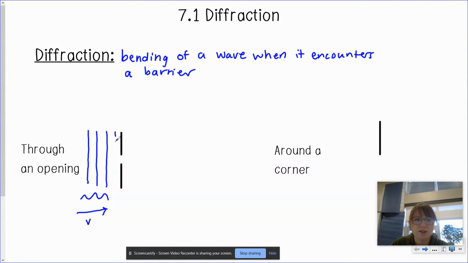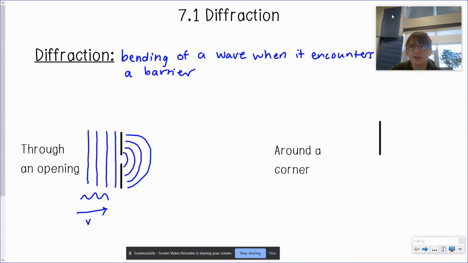When it encounters this barrier, what happens is that it doesn't just keep going through in a straight pattern like this. That doesn't happen. It actually bends outward in this sort of circular pattern. And that is what diffraction is. So that is through a little small opening.